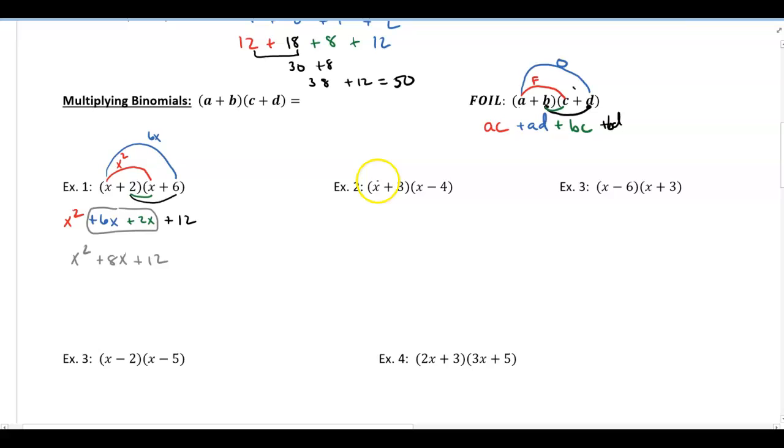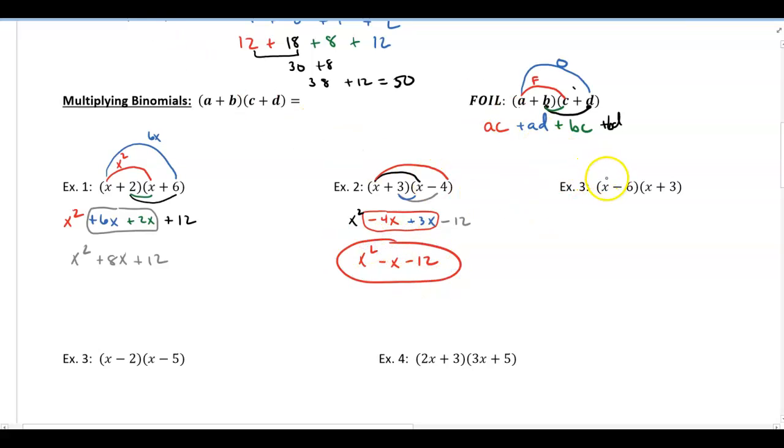Again, I'm going to multiply my first terms, x times x, x squared. My outer terms, x times negative 4, is going to be minus 4x. My inner terms, 3 times x would be 3x. And then my last terms, 3 times negative 4 would be negative 12. And when I combine like terms in the middle, I would get x squared minus x minus 12.